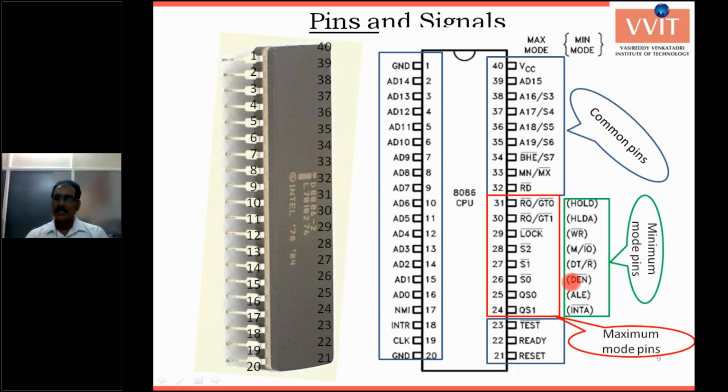In maximum mode, with pin number 33 connected to the ground, pin 24 acts as QS0, then QS1, S0 bar, S1 bar, S2 bar, pin 29 is lock bar, pin 30 is RQ or GT1, and pin 31 is RQ or GT0. These are discussed in the next slides.